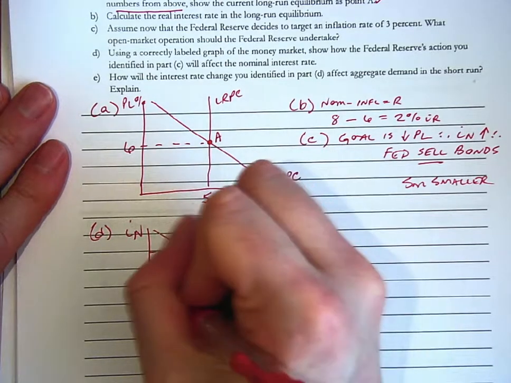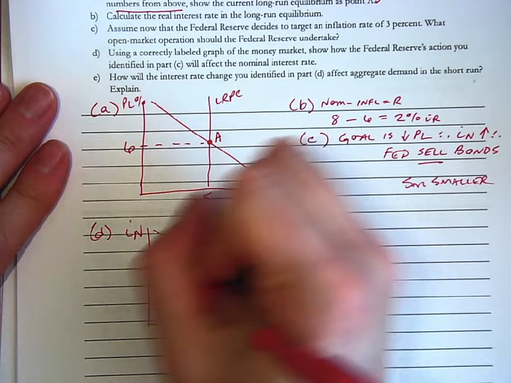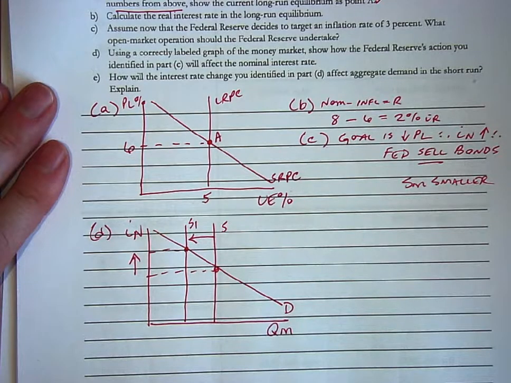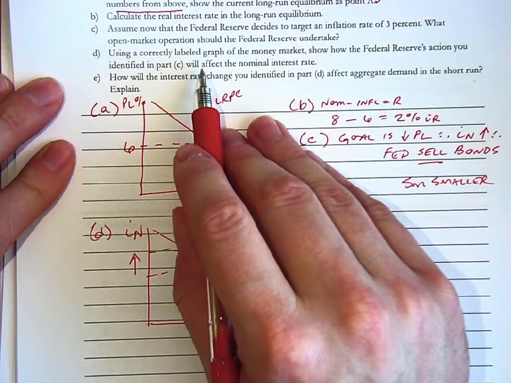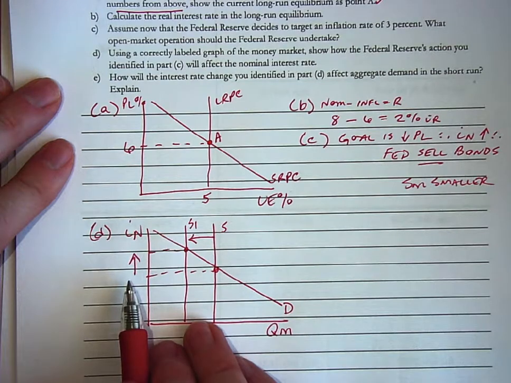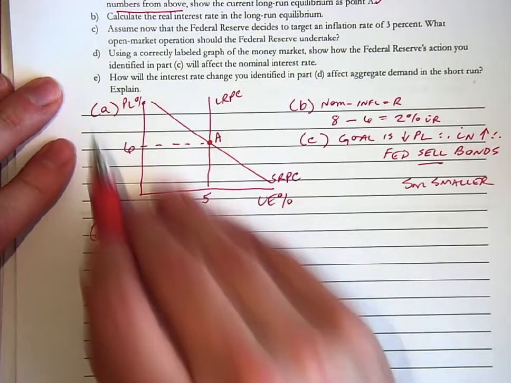It says show the effect on the interest rate, so we need to increase the interest rate. That's important. If we don't show how it affects the interest rate, we get this problem wrong. We have to be really careful about how we're practicing.